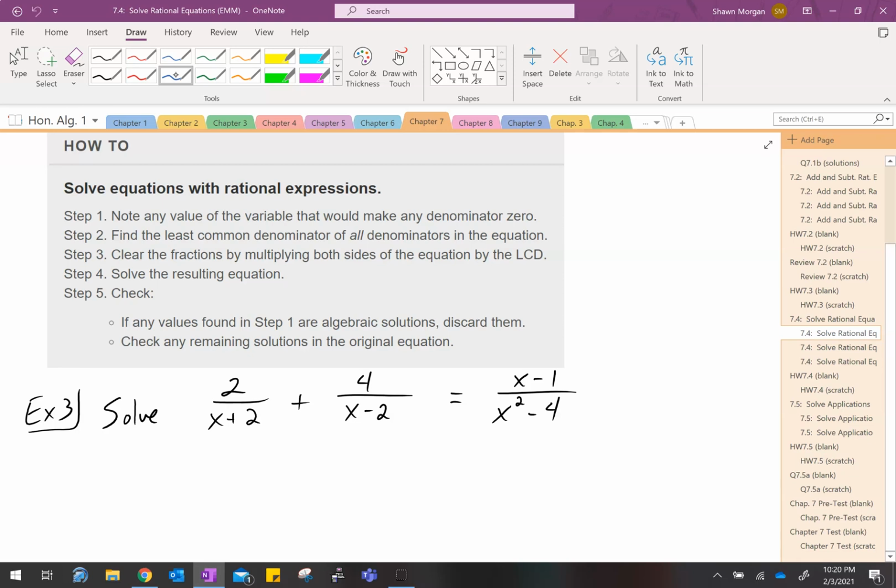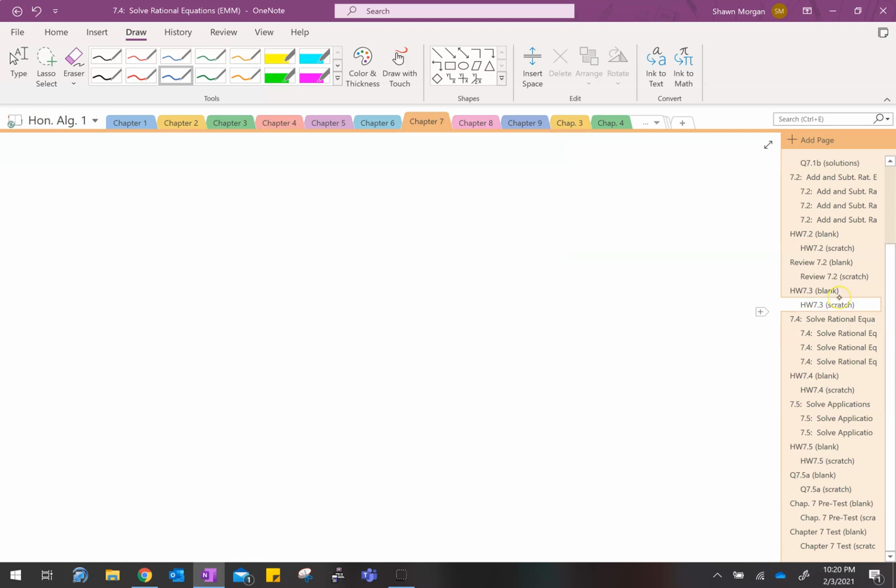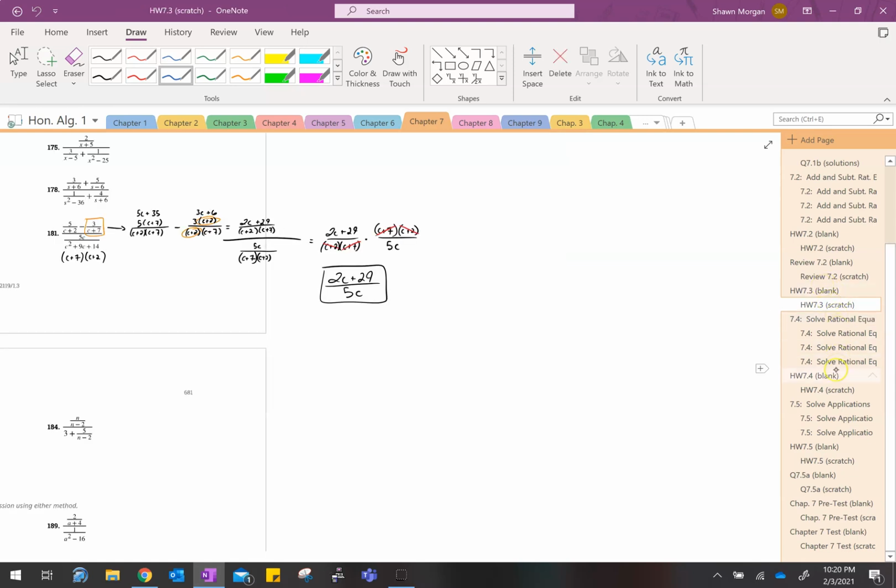The first step is about checking our knowledge of the domain. Are there any restrictions that would need to be in place? Like what would an x value be that would make the denominator equal to 0? And we want to make sure we exclude those from our answers at the end. The second step, let's see here. I think we're right there.